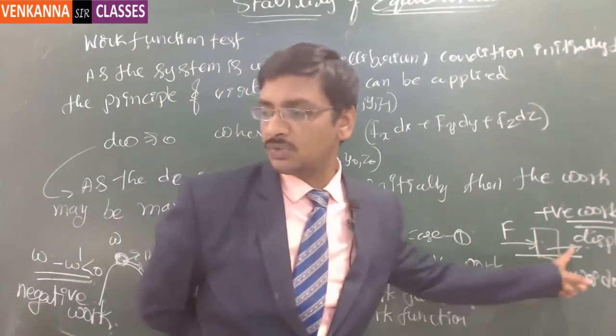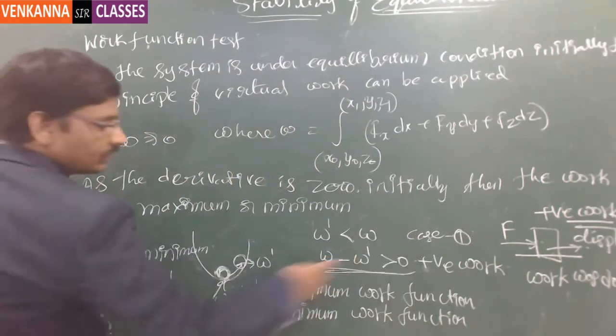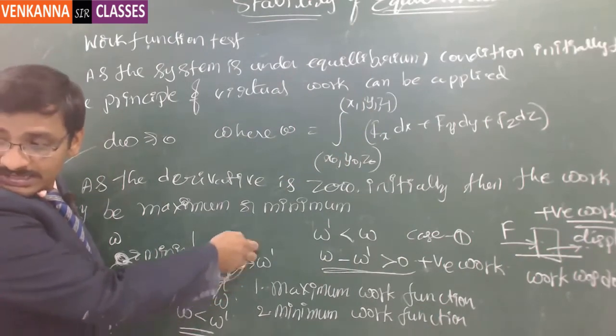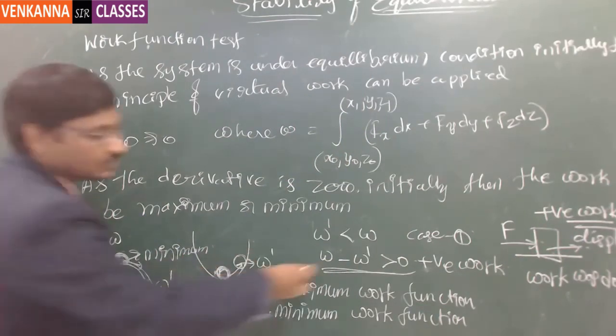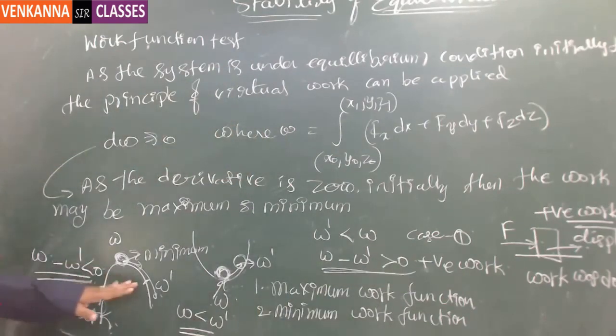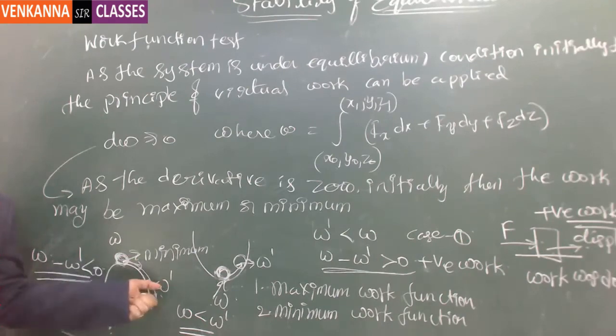Now, positive work, if it is moving in this direction, this is a positive work. But here, the force whatever you apply is coming back. Hence, W minus W dash is greater than 0, which is a positive work. But here, it is the negative work. W minus W dash is less than 0. Negative work means work energy is getting released. Hence, we got the negative work.